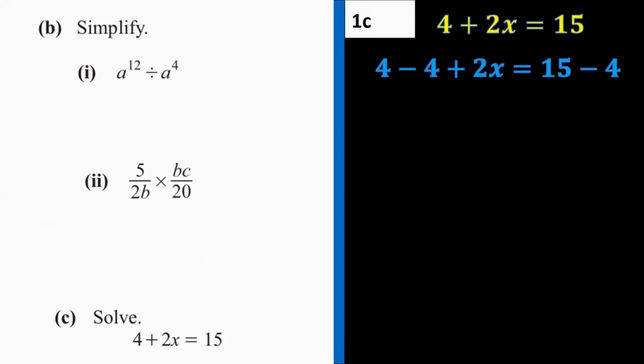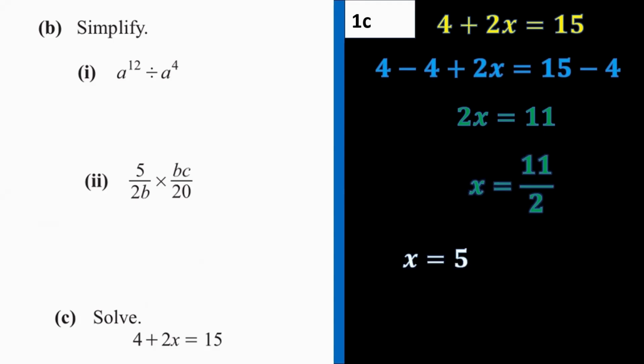Subtract 4, which is the constant on the left hand side, from both sides of the equation, and we now have 2s equals 11, because if we subtract 4 from 15, we have 11. Of course, subtracting 4 from 4, you have 0. So we have 2s equals 11. We are going to divide both sides by 2, and that gives us s equals 11 over 2.